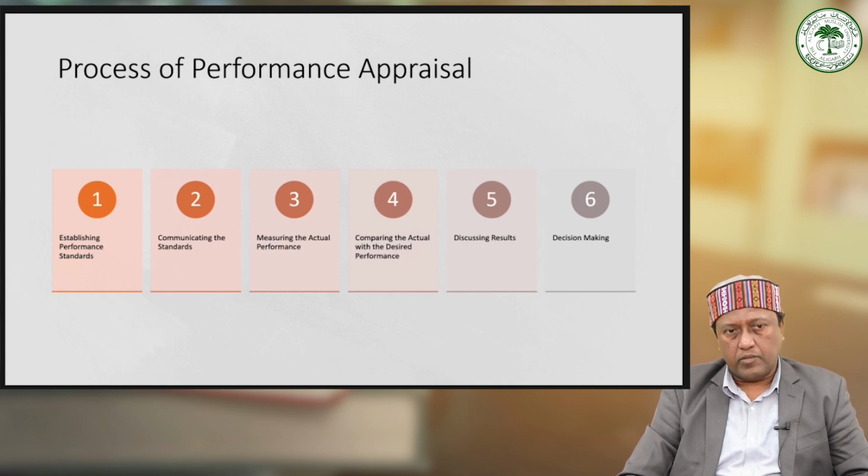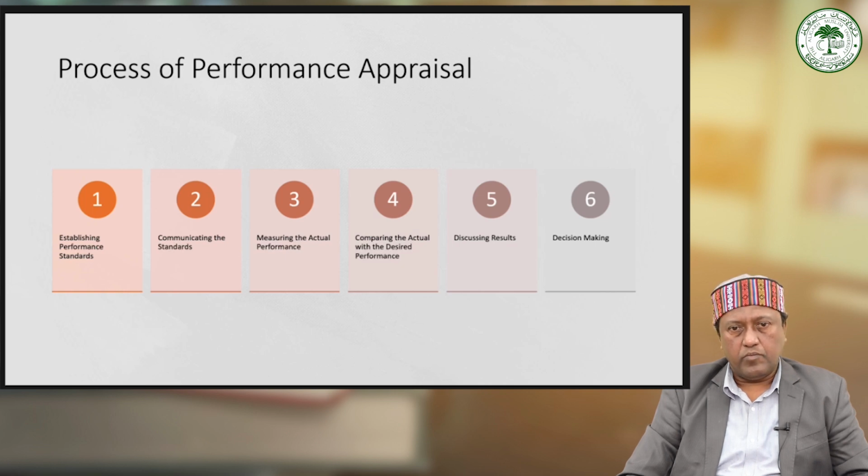The second step in the process is communicating these standards. Once the performance standards are established, it is crucial to communicate them to all employees and appraisers. Clear communication ensures that employees understand their roles and what is expected of them. Feedback from employees and the appraisers may prompt modifications to these standards if necessary.